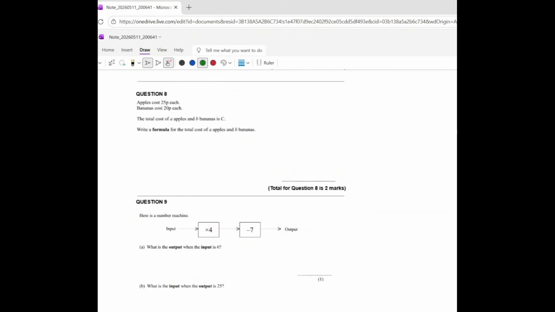Okay, question 8. Again, very common to either forming an expression or forming a formula on paper 1. So what I like to do here is, well, we're told apples cost 25p each, bananas cost 20p each. We've got to work out the total cost of A apples and B bananas is C. So I'm writing a formula for the total cost of A apples and B bananas.